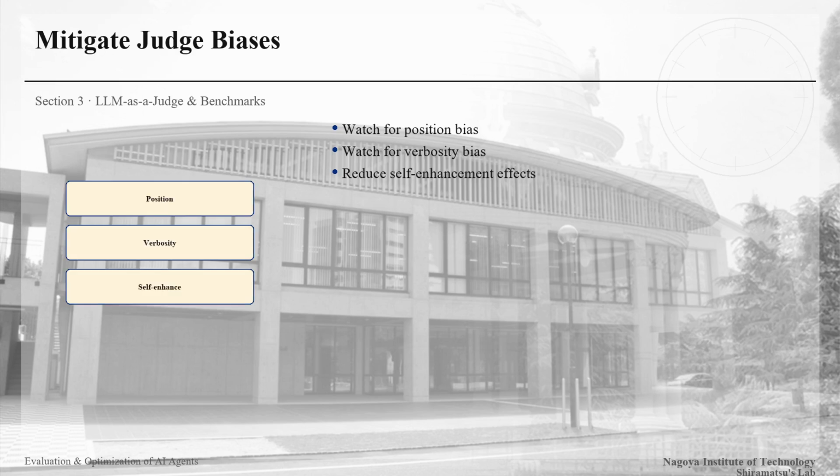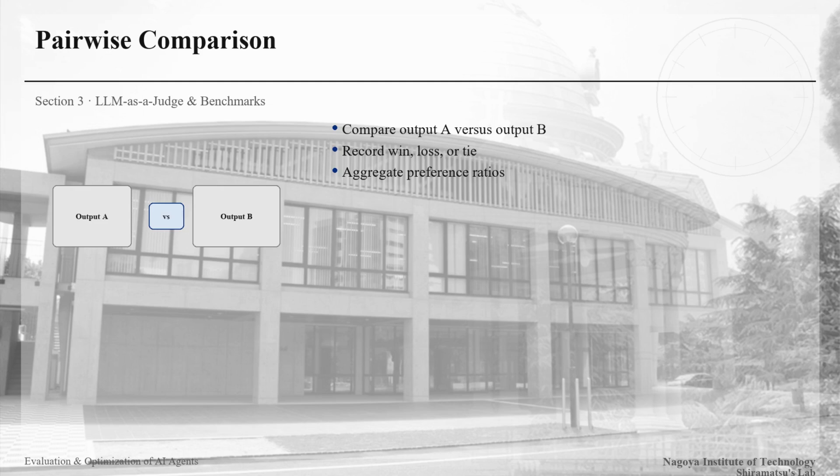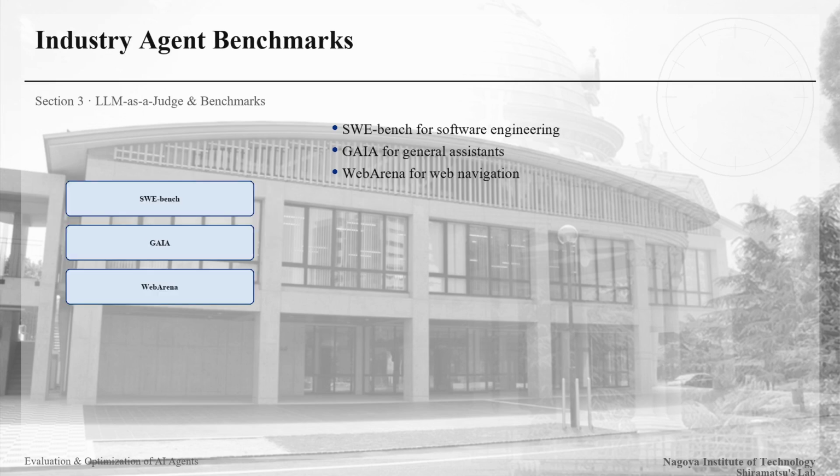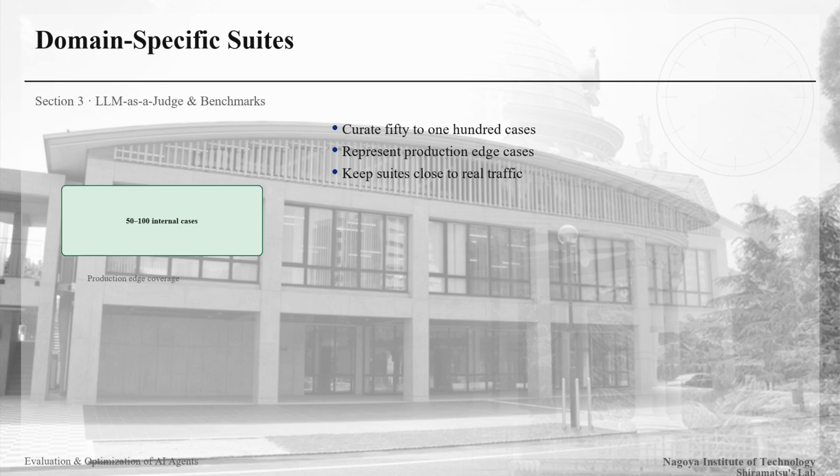Mitigate judge biases such as position bias, verbosity bias, and self-enhancement bias. Pairwise comparison asks the judge which output wins, loses, or ties in a head-to-head match. Industry benchmarks include SWE-bench, GAIA, and WebArena for different agent skills. Also build domain-specific suites with dozens of realistic internal cases that mirror production edges.